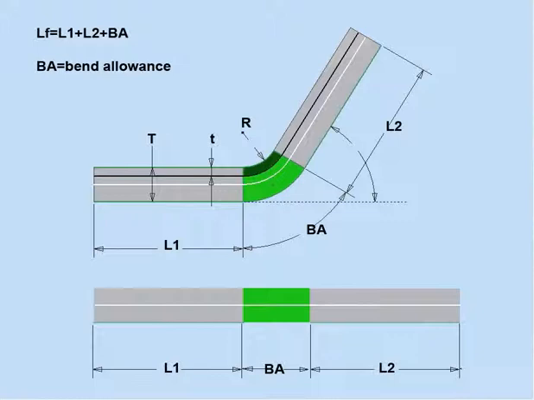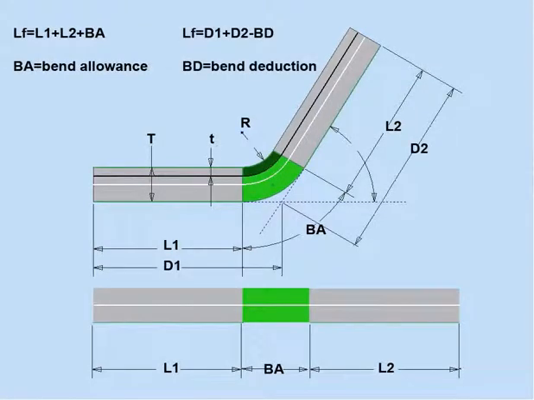Another method is called the bend deduction method. Here's the formula. The flattened length of the part shown right here equals D1 plus D2 minus the bend deduction. As with bend allowance, bend deduction comes from the same sources: tables, testing, etc. Obviously, it's easy to see how these methods are related to each other based on the formulas that I've got up on my screen now.